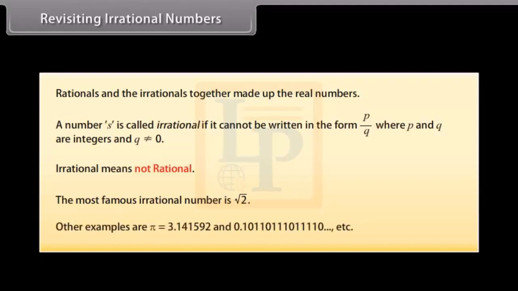Other examples are pi, which is equal to 3.141592, and 0.1011011110111110, and so on.